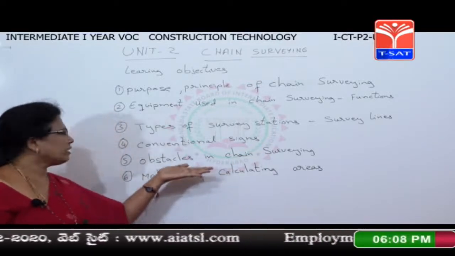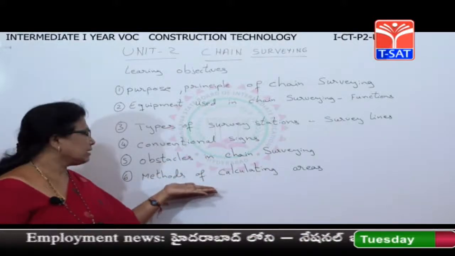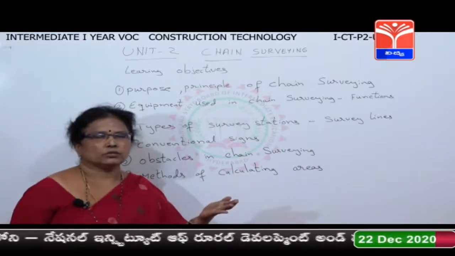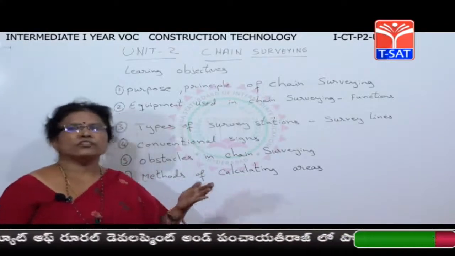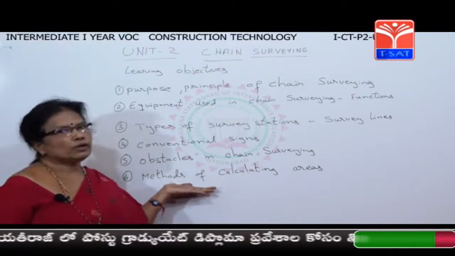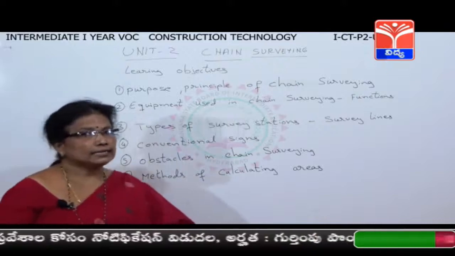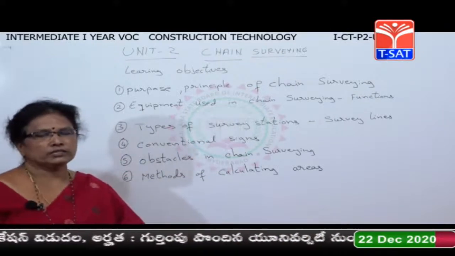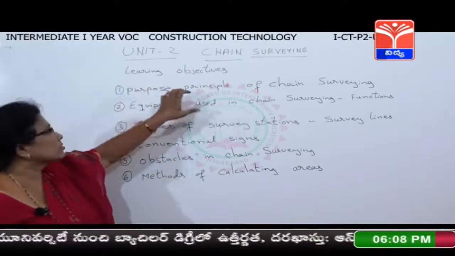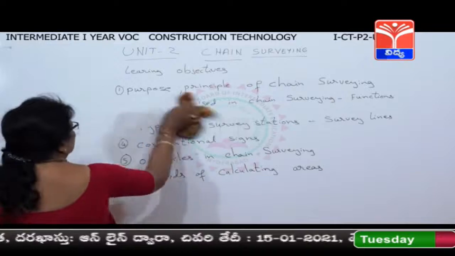Your next work, after measuring the distances and doing the plotting, is methods of calculating areas. You need to calculate the areas. Not only one method, we have three different methods of calculating the areas that we are going to learn here. This is regarding the learning objectives of the chain survey. Now, first, what is the purpose and principle of chain survey? Let us see this.